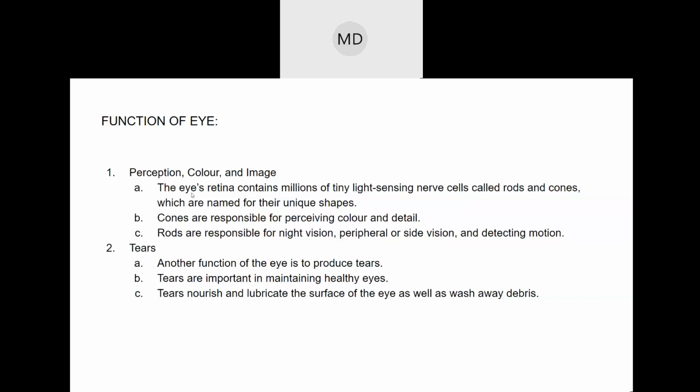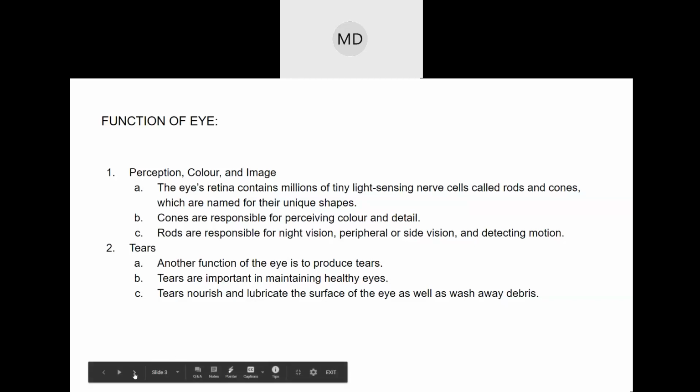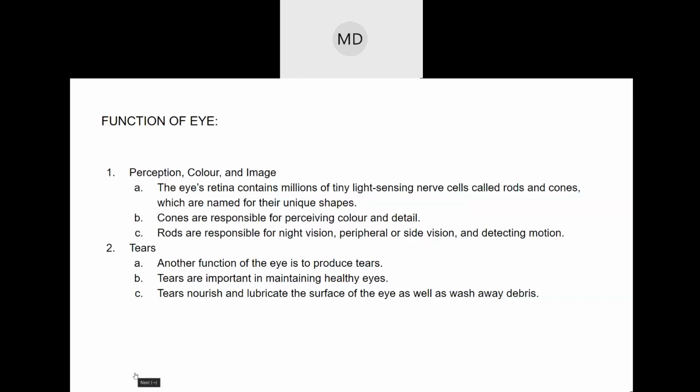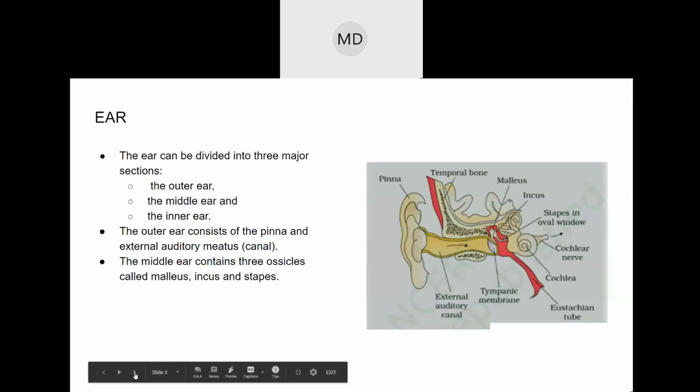So there are two functions of the eye. One is to see, and the second one is tears. Tears help and protect our eye, because they have antimicrobial properties. These are the two functions of the eyes. I'll send the notes. So then comes the ear.